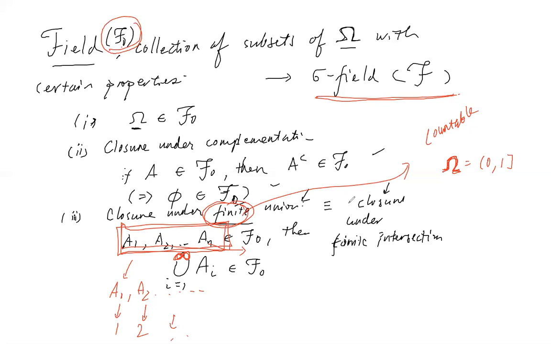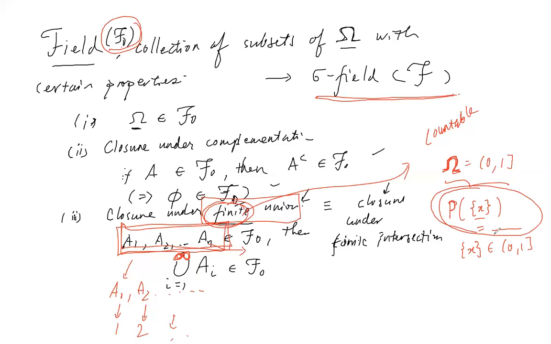What sort of trouble? Suppose your omega is this, and you just work with the field, so you have closure under finite union. Can you assign probabilities to a singleton? Where of course your singleton here is an element in [0, 1]. Can you assign a probability to a singleton? Can we talk about such a thing?